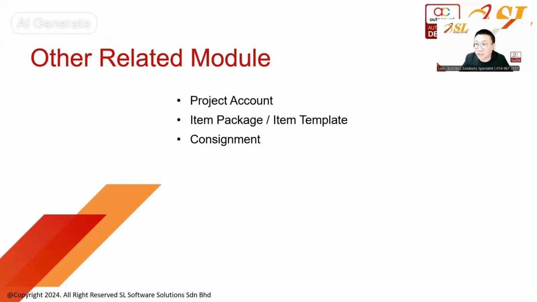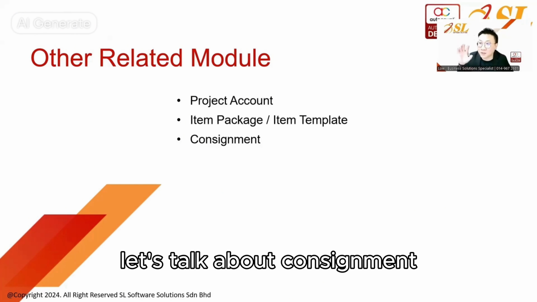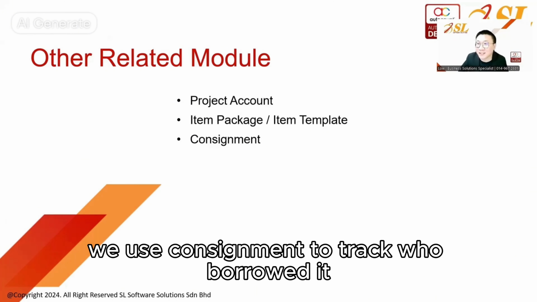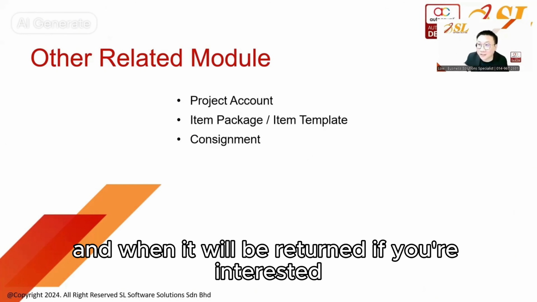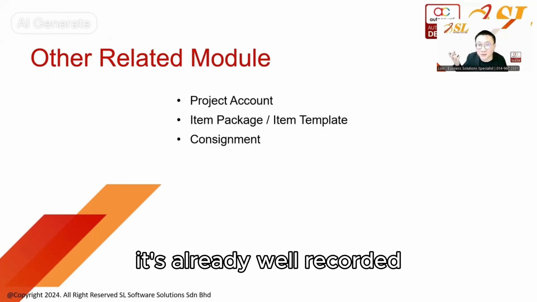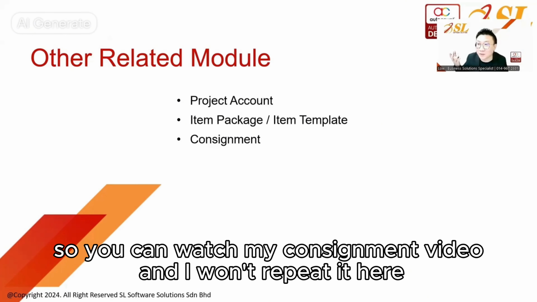Then there's the item package, item number, and consignment. Let's talk about consignment first. Consignment is usually not in workshops. It's borrowed from other service centers. We use consignment to track who borrowed it, whether to issue an invoice, and when it will be returned. If you're interested in understanding how the whole consignment process works, you can check out my consignment video. It's already well recorded, so I won't repeat it here.